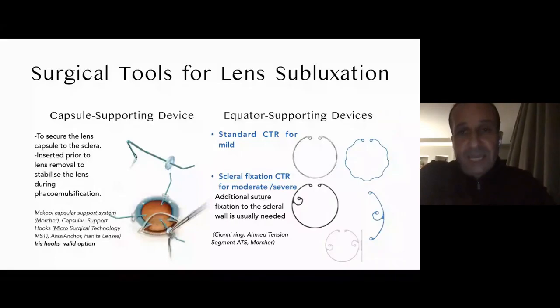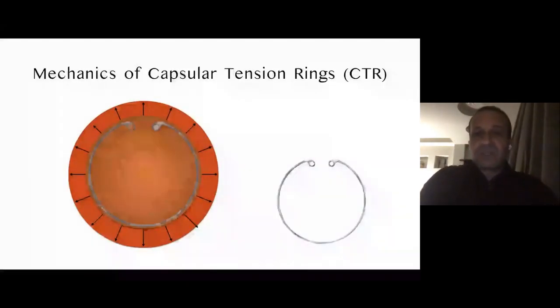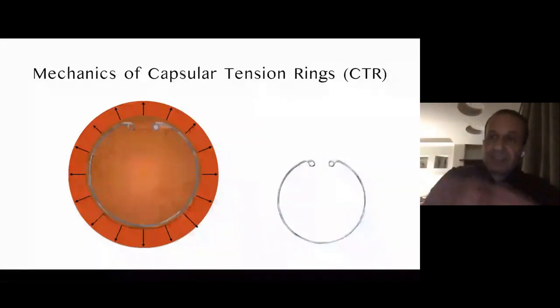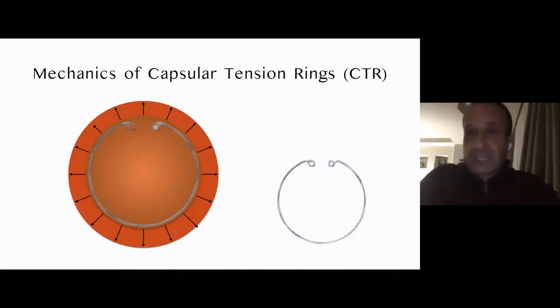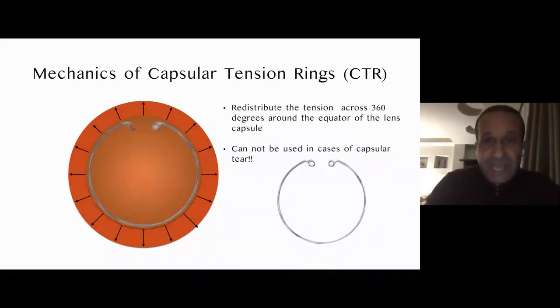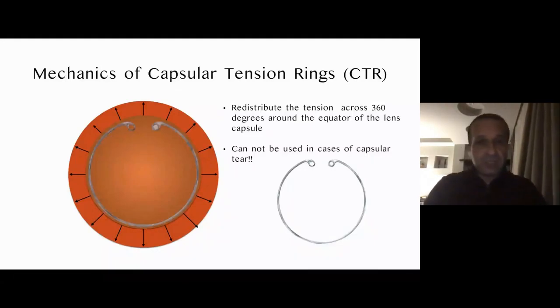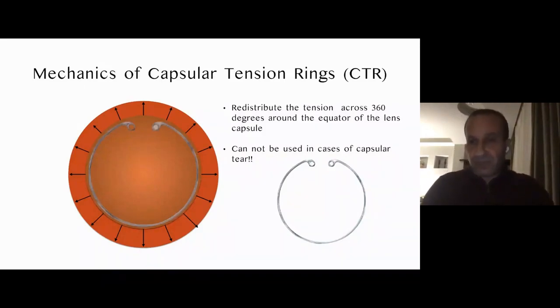Now we need to know the mechanics of the capsule tension rings to understand their value and their contraindication at the same time. Does it have a contraindication? Yes, it has a contraindication, so you should be aware of this. The capsule tension ring acts by redistribution of the tension across the lens equator in 360 degrees. So if you have an area of miszonule, it will redistribute the tension all around 360 degrees and provide stability of the lens capsule during phacoemulsification.